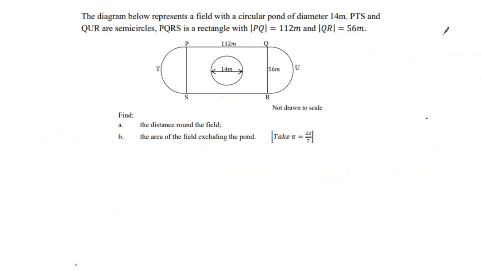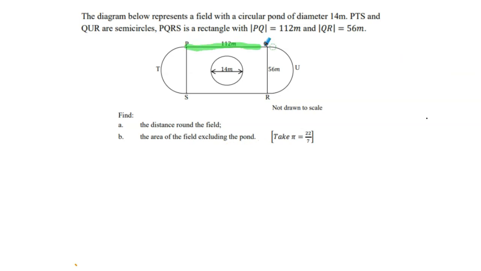All right, so now we are on question 11. Go ahead, pause the video and see if we can solve the formula of our semicircles. PTS and QUR are semicircles. There's a rectangle inside here, giving us the length, and they want us to find the distance around the field, and then the area of the field, but excluding the pond. So we have to be careful here.